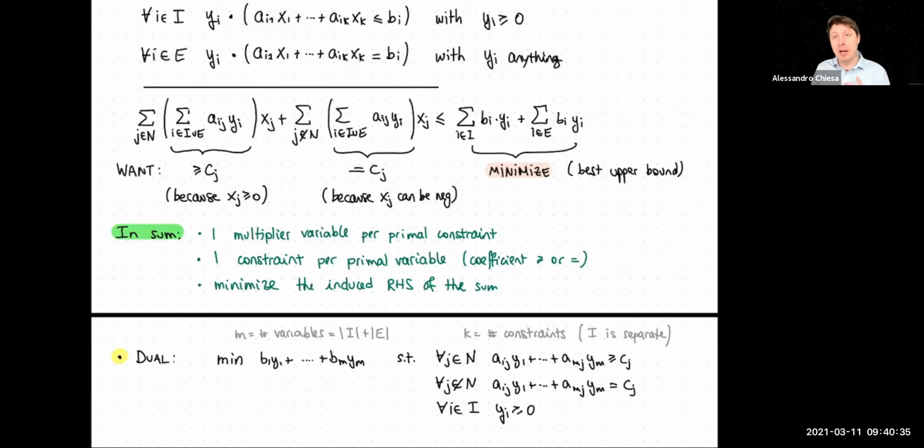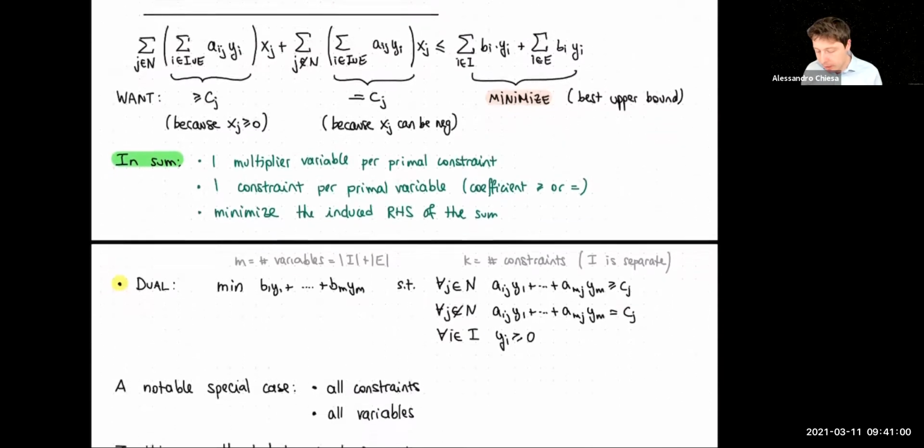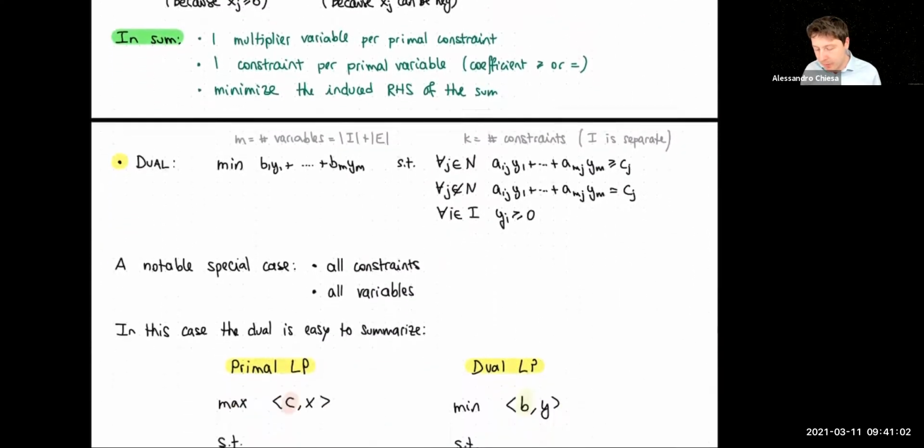Okay? So I have just shown you a recipe to write the dual for any linear program you will encounter. You can either memorize it, or you can rederive it this way, which is not bad, right? You're just trying to infer the minimal constraints necessary to impose the best upper bound. Okay. Now there's a special case that is worth remembering, that is quite easy to remember.